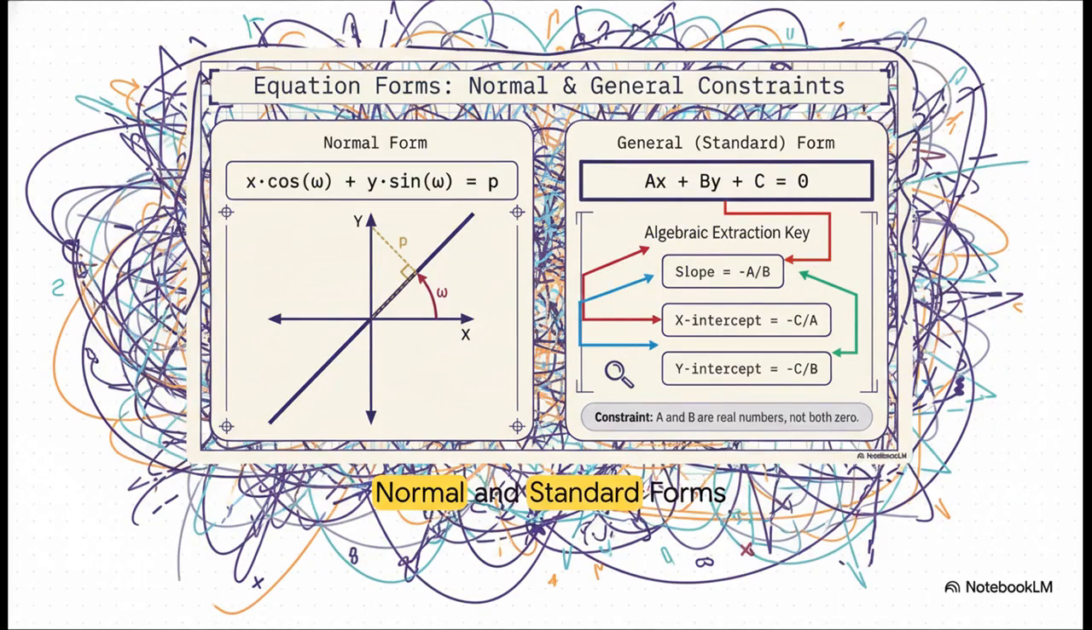Ultimately, though, all these specific forms can be reorganized into the general standard form, ax plus by plus c equals 0. This is the universal language of straight lines, and what makes this form so incredibly powerful is the elegant algebraic extraction keys shown on the right. If you have the general form, you don't even need to graph it to understand it. You can instantly pull the slope out by just dividing negative a by b. You can instantly find the intercepts. It's just a perfectly packaged summary of the line's entire existence.